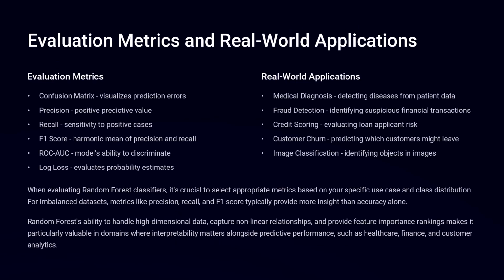Evaluation metrics and real-world applications. Evaluation metrics. Confusion matrix visualizes prediction errors. Precision, positive predictive value. Recall, sensitivity to positive cases. F1 score, harmonic mean of precision and recall. ROC AUC, model's ability to discriminate. Log loss evaluates probability estimates.